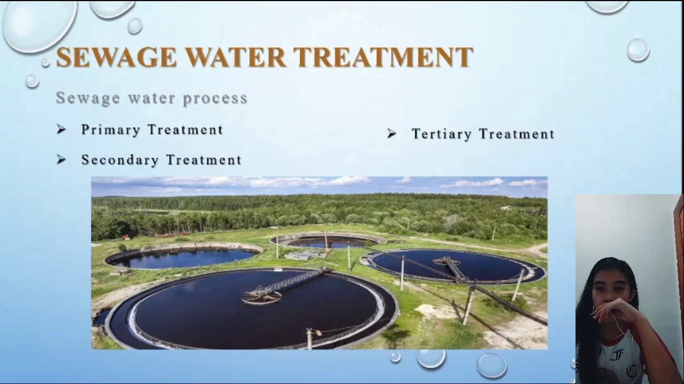Phosphorus can be removed biologically in a process called enhanced biological phosphorus removal. In this process, specific bacteria called polyphosphate accumulating organisms store phosphate in their tissue.